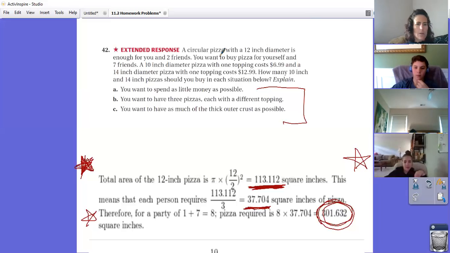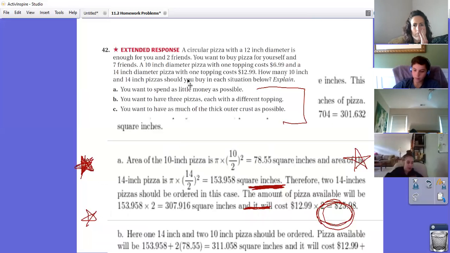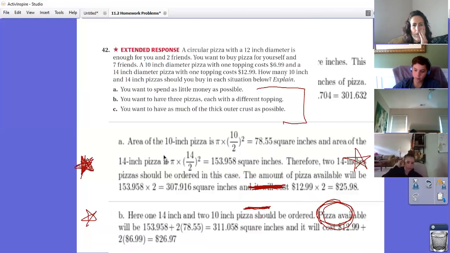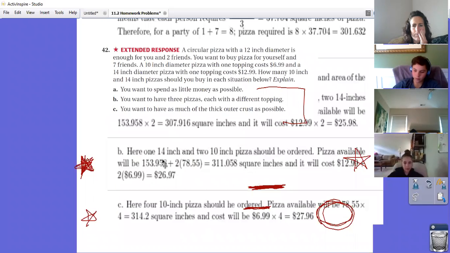I have one. So for part C, it says you want to have as much of the thick outer crust as possible, but it doesn't say anything about that. Says you want to have as much of the thick outer crust as possible.